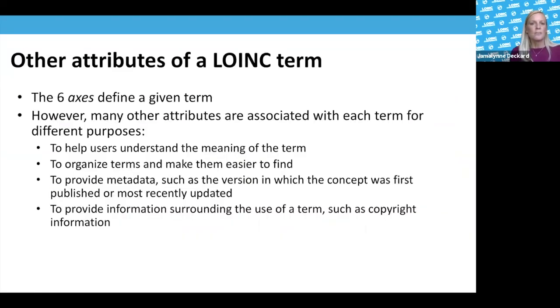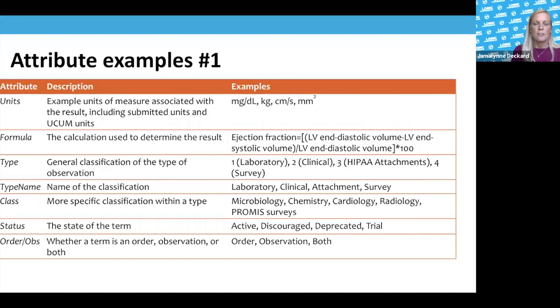So other attributes of a LOINC term: the 6 axes define the given term, but we have many other attributes to help users understand the meaning, how to organize terms, provide metadata about the terms, and to provide information around the use of the term, such as copyright. Here are just some examples of additional attributes that we have about a term. These are just meant to help guide or help with mapping and help guide the use of the term. But the 6 axes that we talked about are the most important attributes for a term.